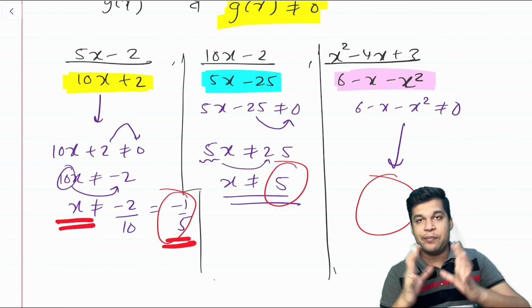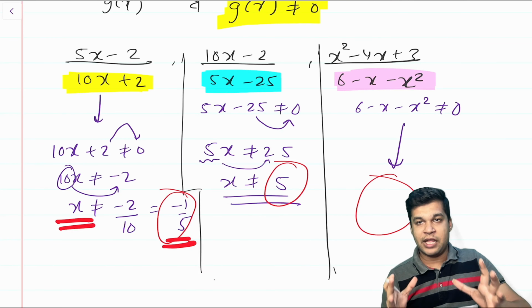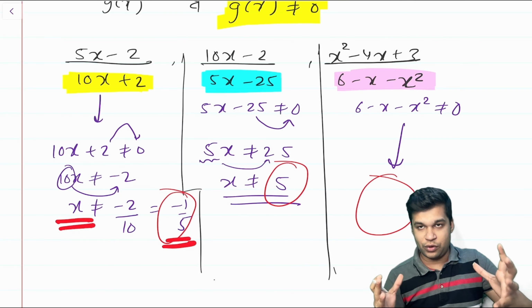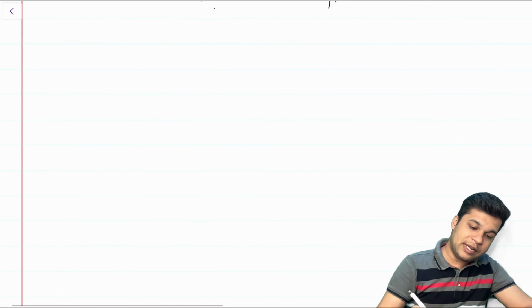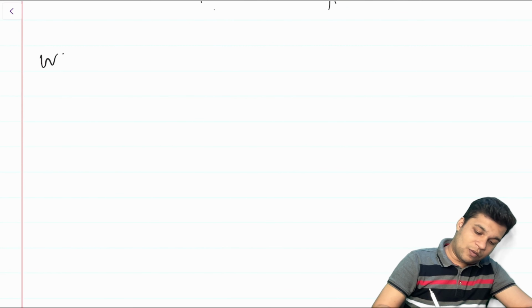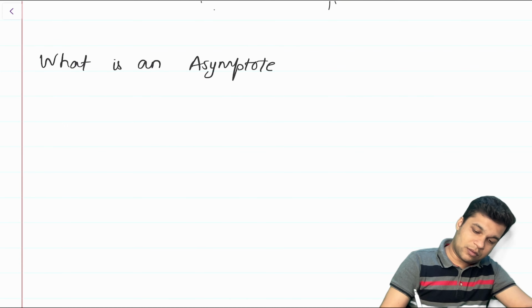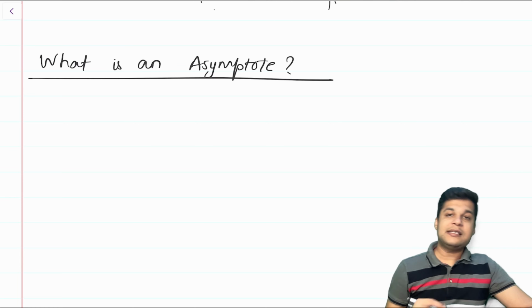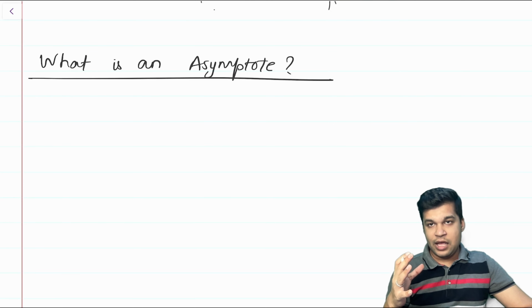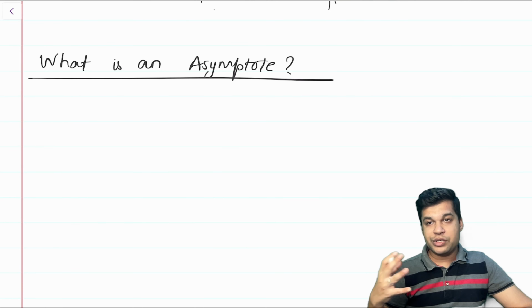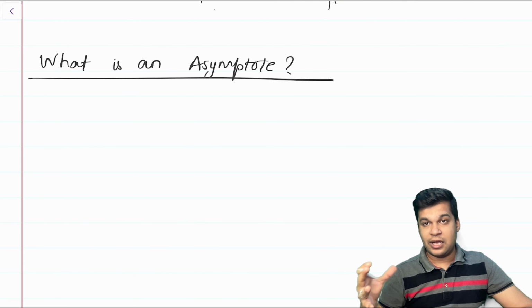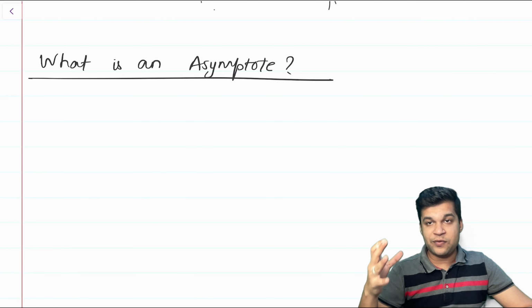So basically it is important that we understand a concept that we call asymptote. Okay, so what is an asymptote? Asymptote is a line which continually approaches your curve to touch it, but it never ever touches it. At least at a finite distance, it will never touch it.